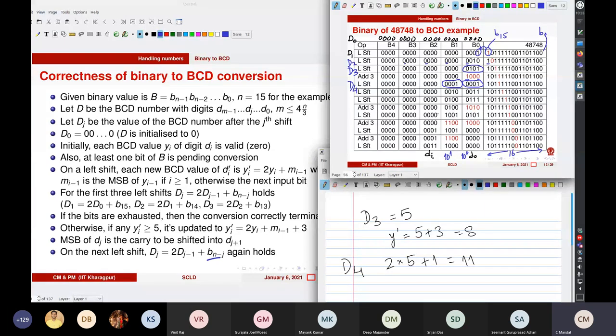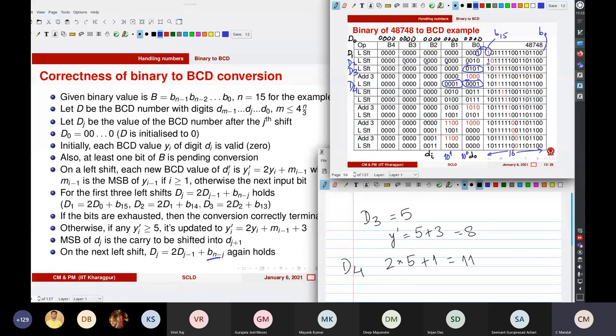And the other interesting aspect of this conversion is that it is reversible. Just as you can convert from binary to BCD, if you reverse the process, you can convert from BCD to binary also. If you carry out this same process in the opposite direction, you will get back the binary from the BCD. So we'll show that example also.